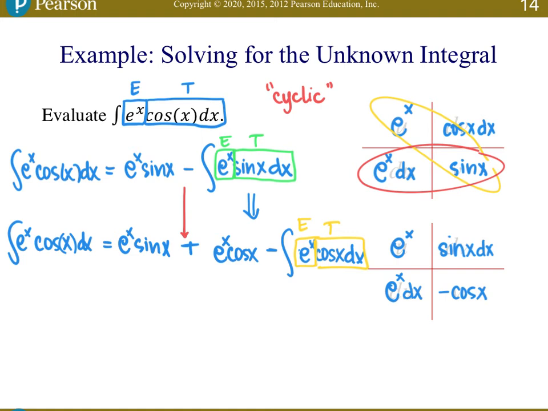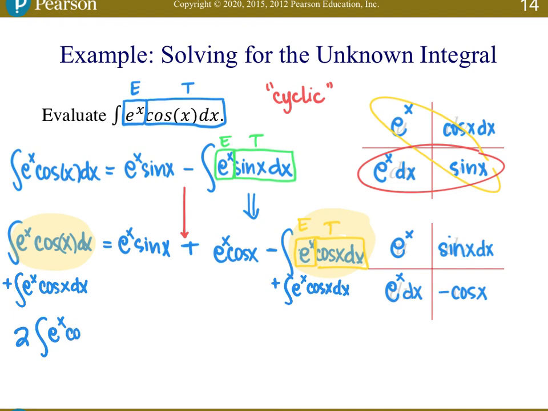So in other words, let me see if I can do this for you guys. This e and t combination is exactly the same as the original e and t combination. So we call those like terms. And if those terms are like terms, they can be added together. So I'm going to add this particular integral to both sides. And those two integrals added together are 2 times the integral of e to the x cos x dx. And on the other side, I'm left with e to the x sine x plus e to the x cos x. Oh, and I forgot my plus c. I should have had that in there.